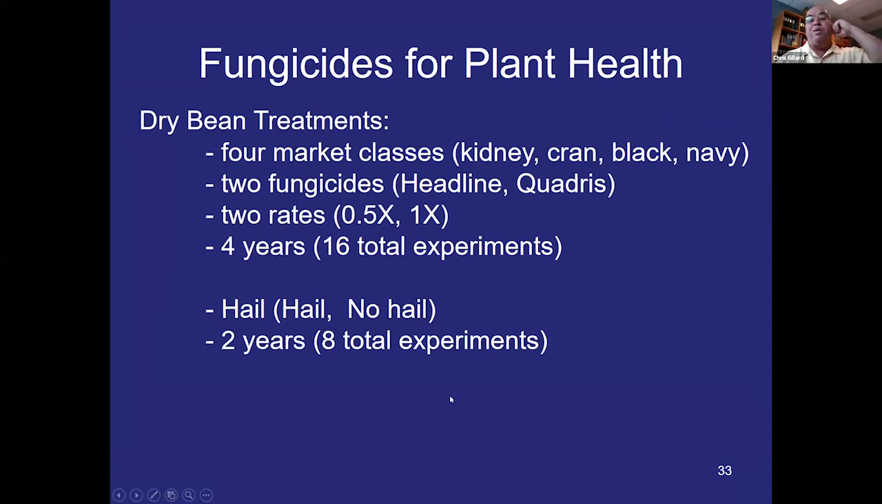So let's change gears completely, talk about fungicides for plant health. A study we did back 2006 to 2009 in dry beans, kidney, crayon, black, and navy market classes, tested Headline and Quadris at 2 rates, half label and full label rate, which gave us a total of 16 experiments over 4 years. And then in the last 2 years, I took those experiments and I split them in half. We hailed one half and didn't hail the other, which gave us an additional 8 experiments to look at. So 24 experiments over 4 years. That's a huge data set.